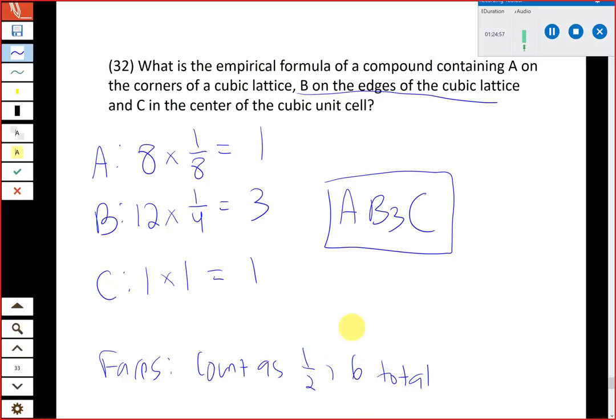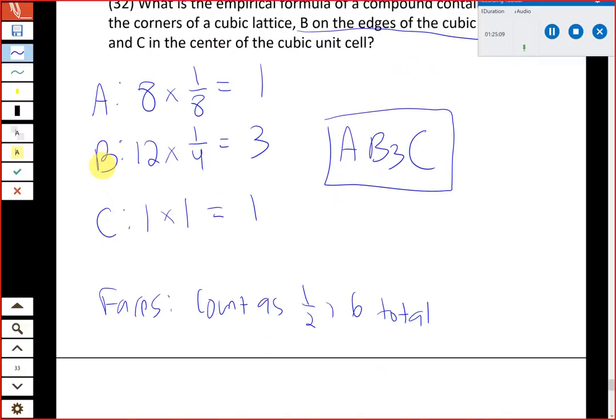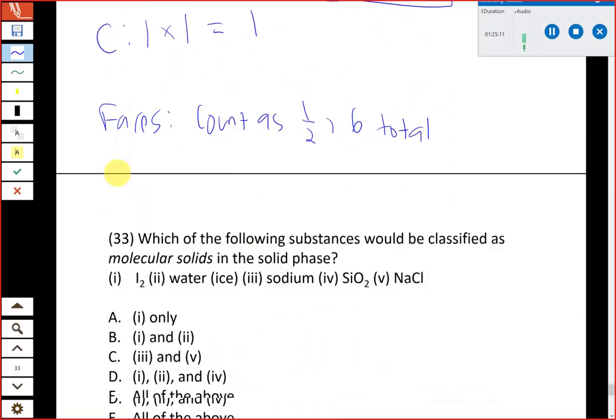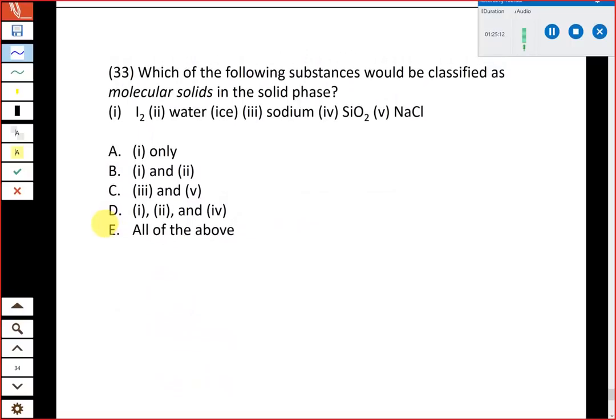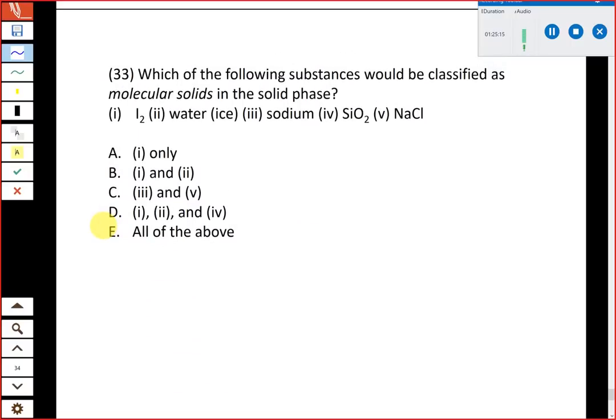So does anybody have any questions on cubic unit cells, and specifically how to count the atoms in a cubic unit cell, which is probably the most important thing you'll have to do for this test? Okay. And then number 33 is another question dealing with classification of solids.